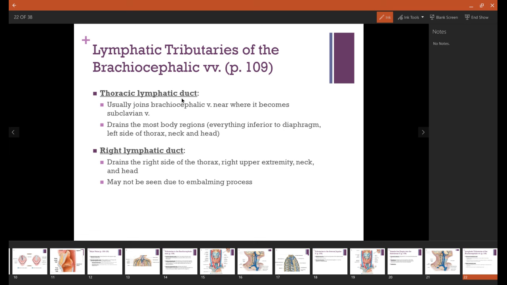Thoracic lymphatic duct is going to drain most of the lymph of the body. And so it will drain everything below the diaphragm, so the abdomen and both legs, the left side of the thorax or the chest region, the left side of the neck, the left side of the head, and the entire left arm. Right lymphatic duct is only going to drain the right part of the thorax, the right arm, the right side of the neck, and the right side of the head. A lot of times on the cadaver, the right lymphatic duct usually can't be seen as it gets destroyed during the embalming process.